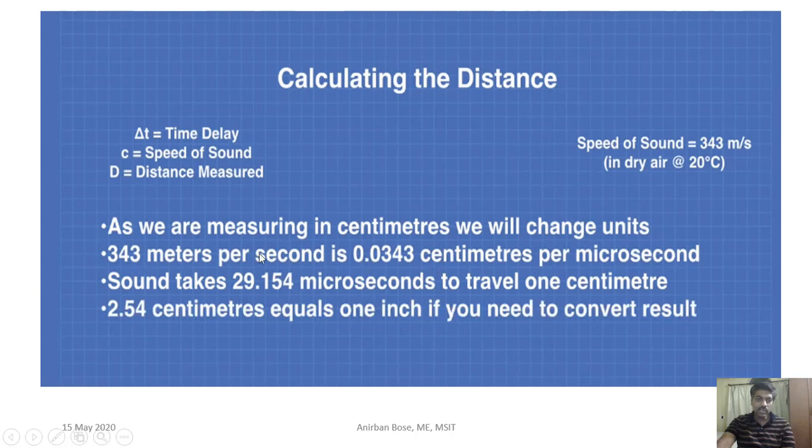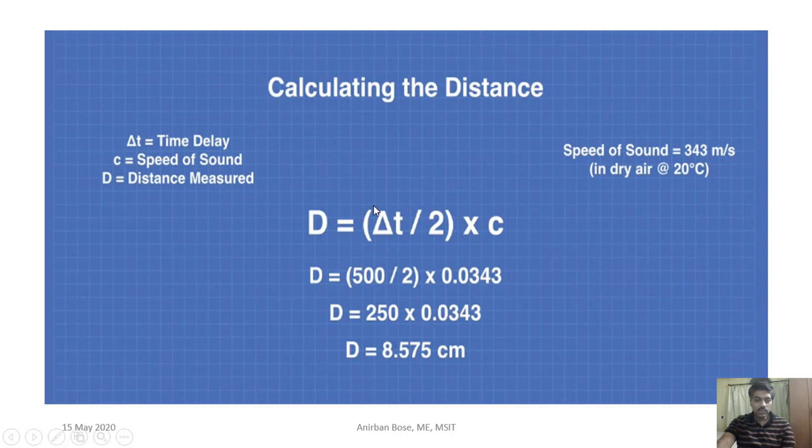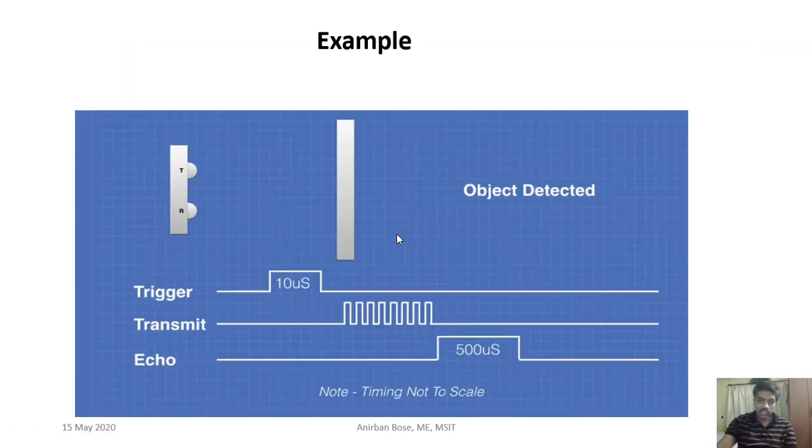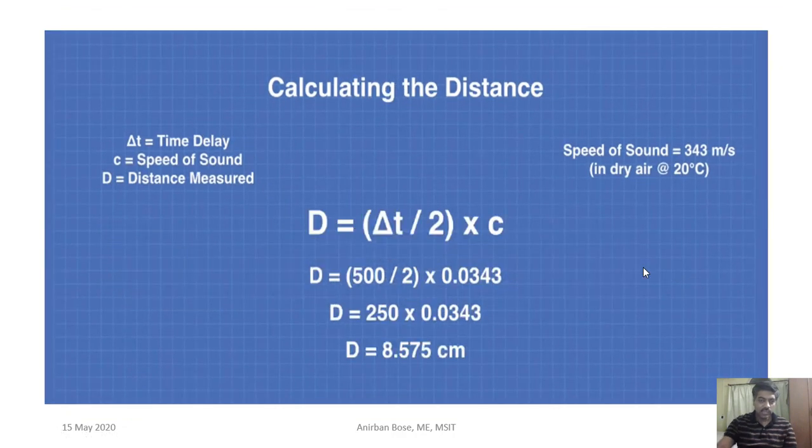Then if the total time taken is delta t, this delta t we get from the echo pulse width. So here you see, this is the delta t, 500 microseconds. If we get that, then in that time, how much distance will it travel? This delta t is multiplied by the velocity of sound in centimeters per microsecond, because delta t is in microseconds.